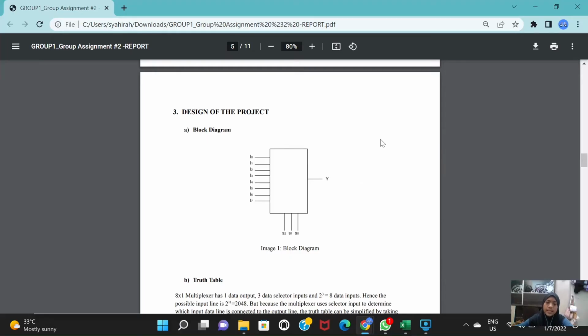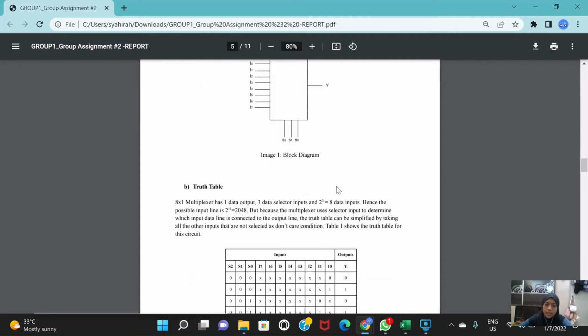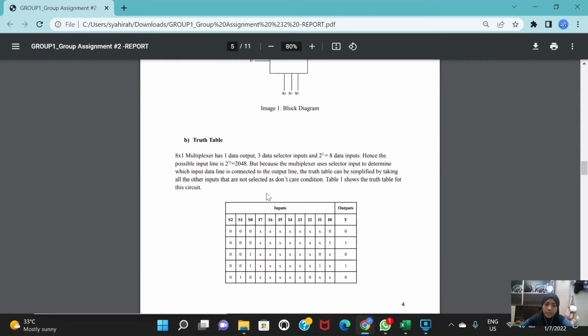Next, I will present the design of the project. First is the block diagram. This is the block diagram for the circuit. The logic circuit has 8 data inputs, 3 data selectors, and 1 output. Next is the truth table. The 8 times 1 multiplexer has 1 data output, 3 data selectors, and 8 inputs.